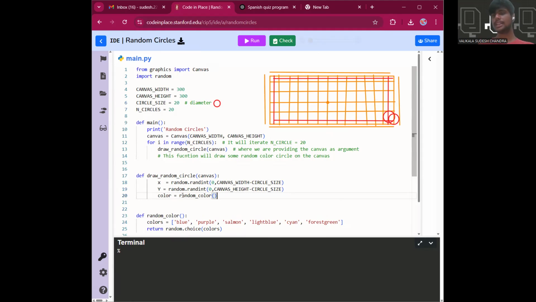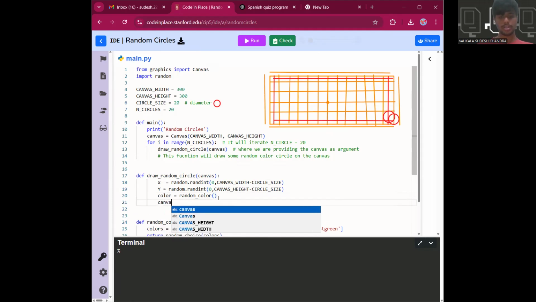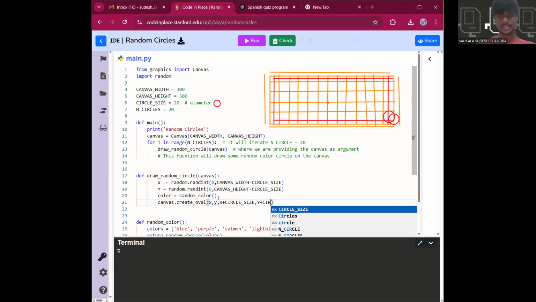So we know we need the pinpoint location which we got from the x and y coordinates, and we need the color which we want to draw. So once we draw, canvas dot create_oval x comma y comma x plus circle size comma y plus circle size, comma the color that I want.